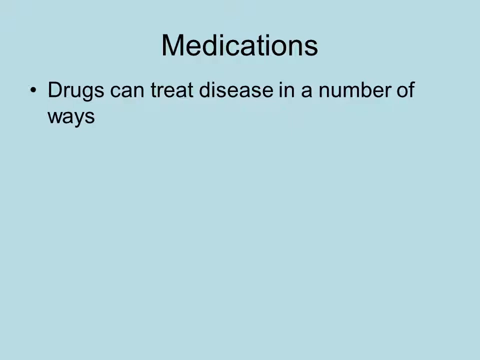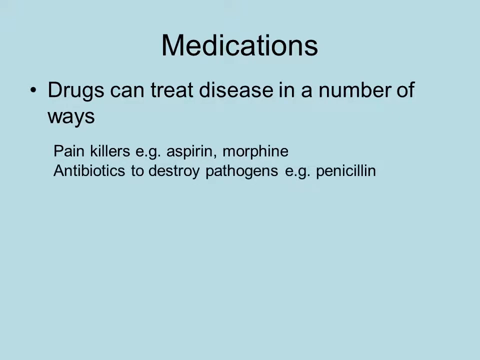The last thing we're just going to mention on this PowerPoint is about medications. You can have drugs and medications which do a number of different things. Firstly, we might want them to reduce our pain, so things like aspirin and opiates like morphine, which are very effective at reducing pain and controlling the symptoms of pain.